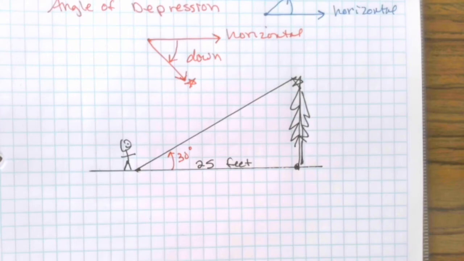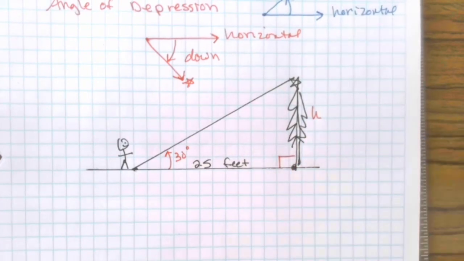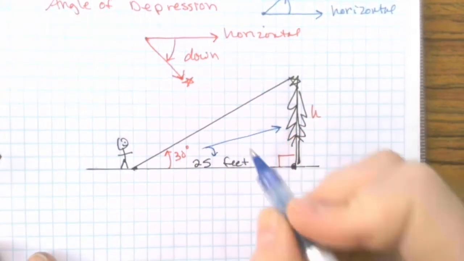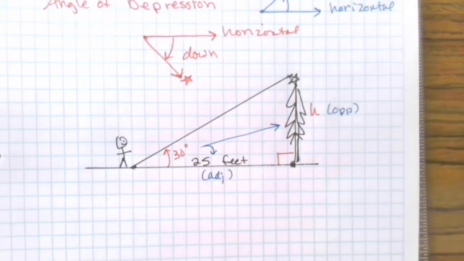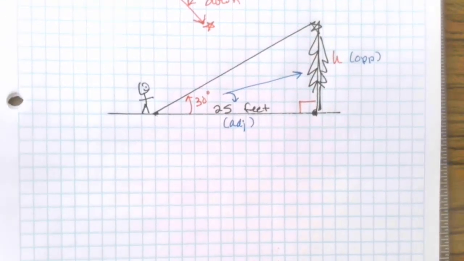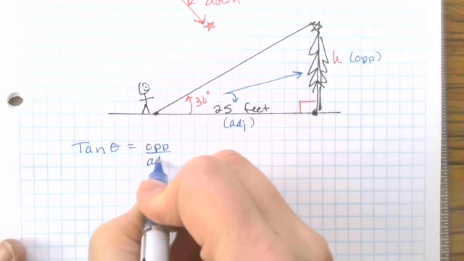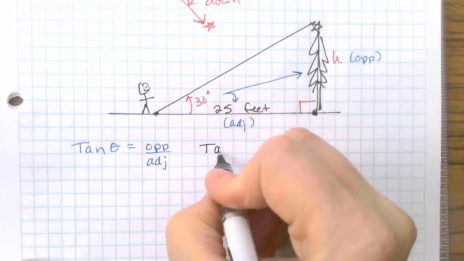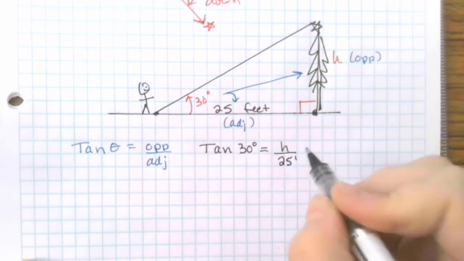Okay, so we're trying to figure out the height h of the tree. Well, what you'll notice is that the tree and you make a right triangle. Again, we're assuming the tree is straight up. So we have values of h that we're trying to find and 25, which we've been given. So that would be opposite and adjacent. So your logical choice of trig functions is going to be tangent, because tangent of theta is opposite over adjacent, and we're trying to find the opposite side. Okay, so filling this in, tangent of 30 degrees equals opposite, which is h, over adjacent, which is 25 feet.